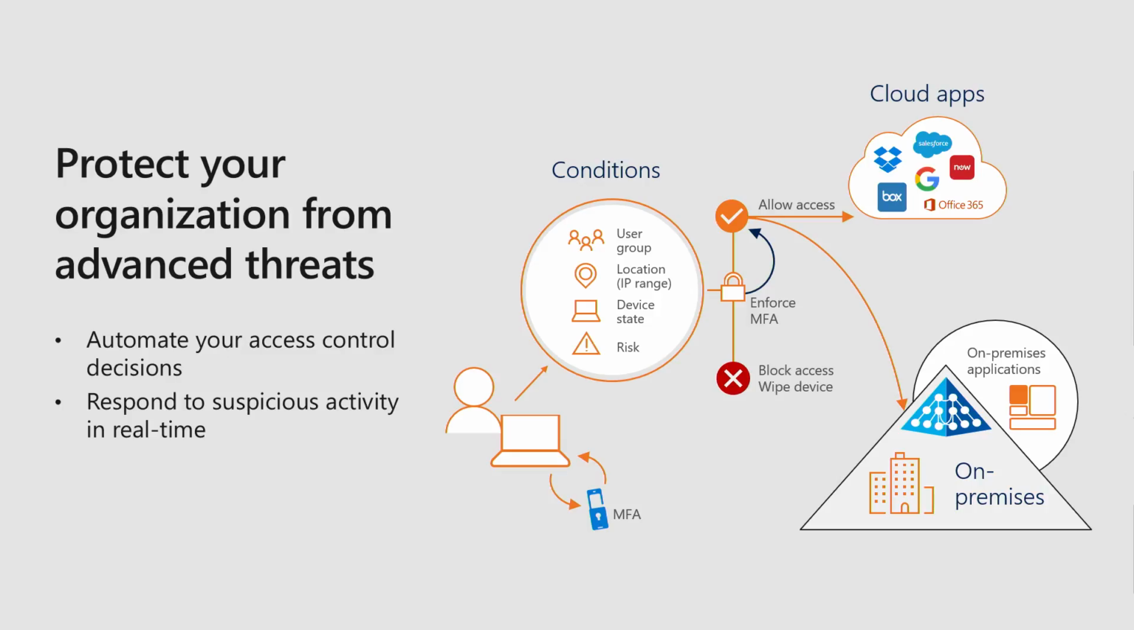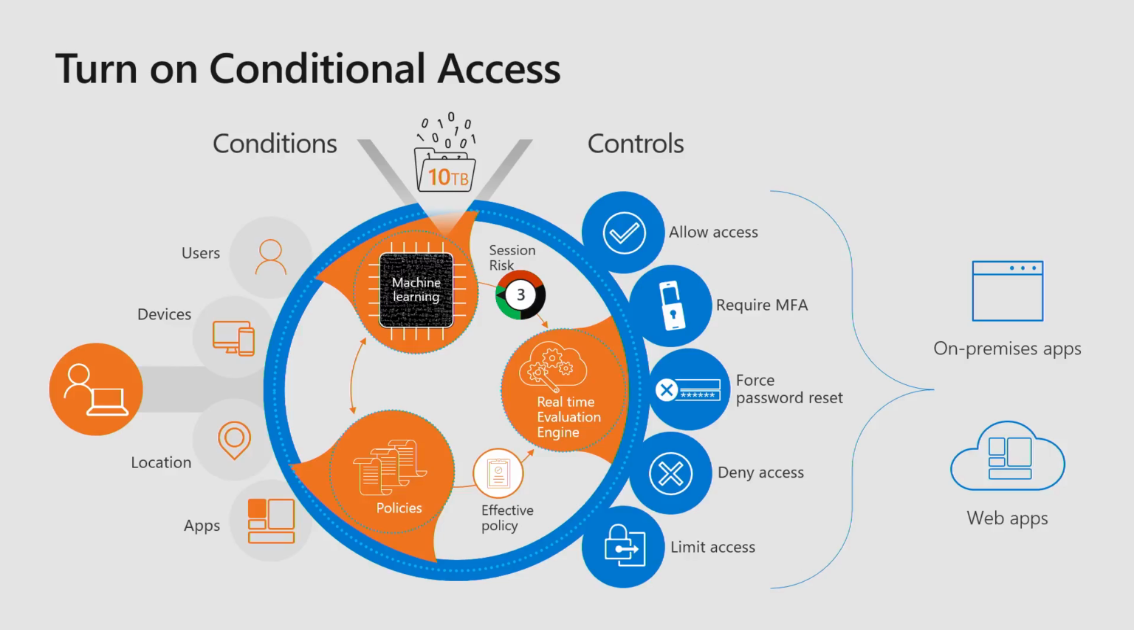Awesome. Like Jasmine mentioned, when you configure your on-prem applications using App Proxy, you get all of the benefits that Azure AD provides in terms of security tools and features. These tools allow you to do things like automate your access control decisions, respond to suspicious activity in your organization in real time, and much more. One of the primary ways that we do this is through Azure Active Directory's conditional access.